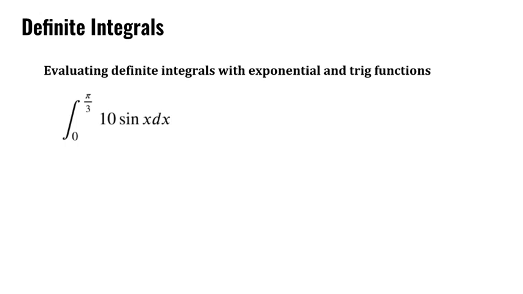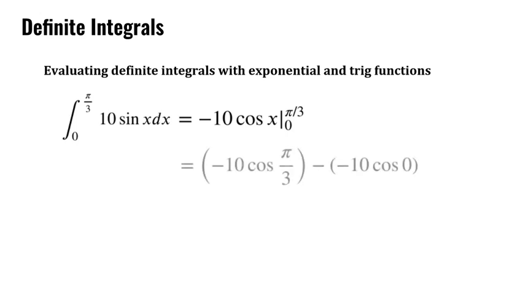Recall that the antiderivative of sine is negative cosine. So for the antiderivative, we have negative 10 cosine x. Now substituting pi over 3 and 0 into this antiderivative and subtracting, we have the following.